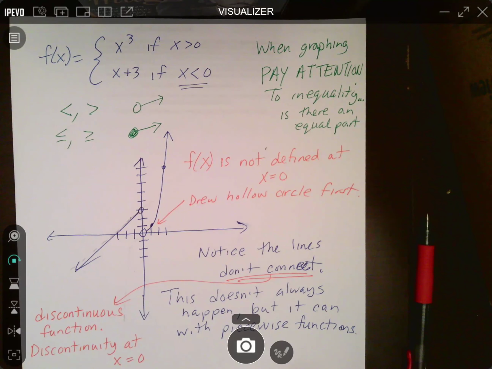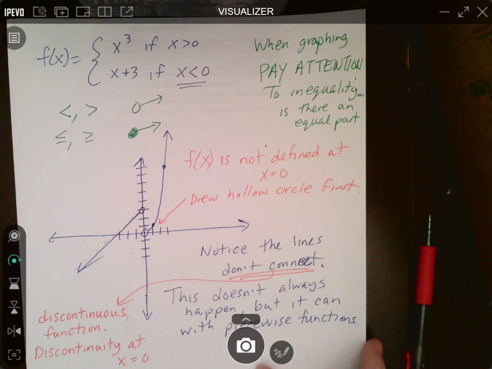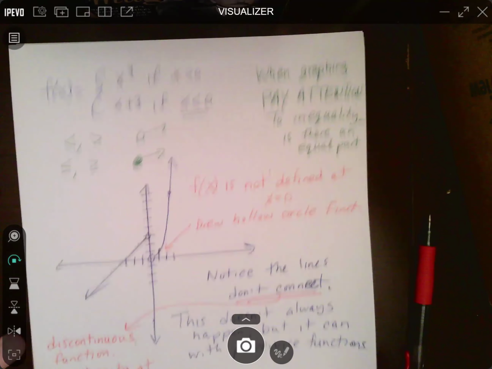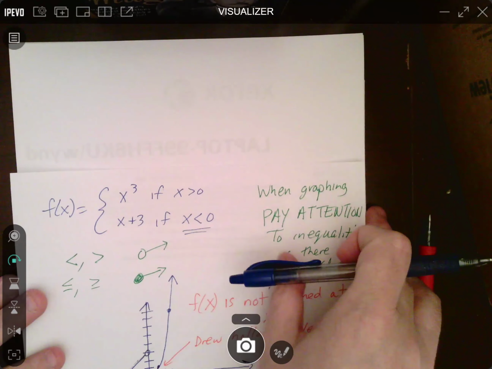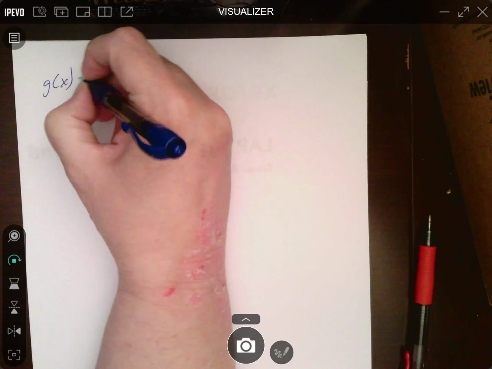So let's take a look at another one real quick. Actually, I'm going to bring this back, put it on another page. We're going to do another one. I want to do some evaluating with you guys, and we need to get that done. So let's take a look. We're going to make g of x miserable.